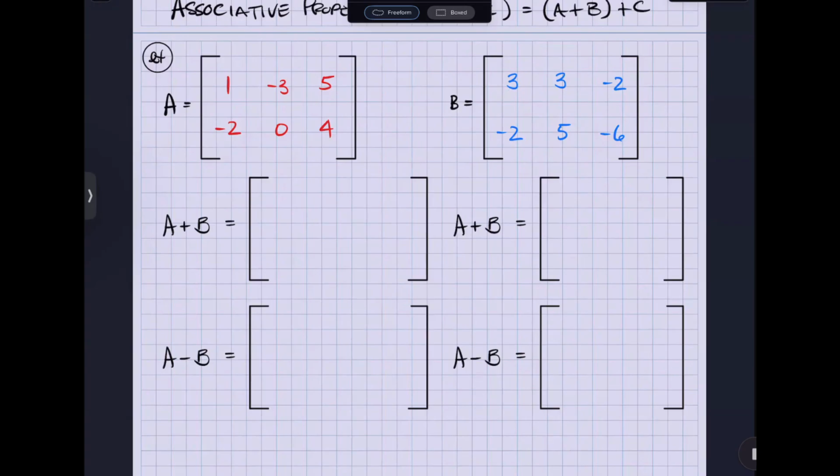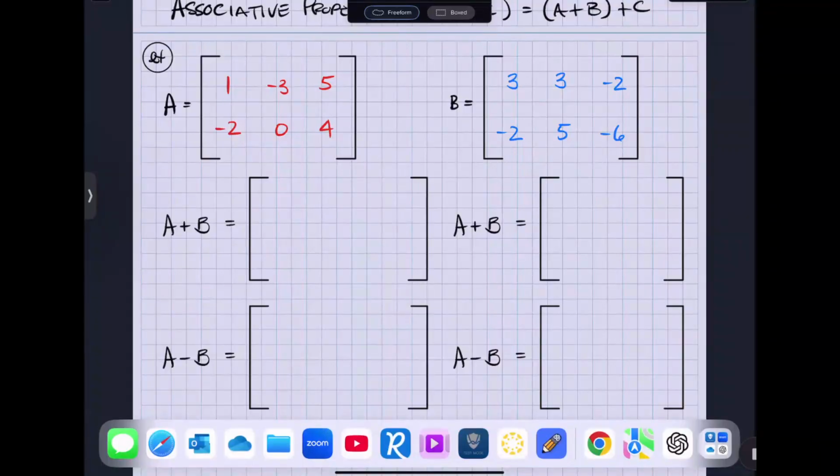So go ahead and write down those two matrices really quick. And I'm going to show it to you on the matrix calculator. So just write down those two matrices. 3, -2, -2, 5, -6. So add them by hand, and I'll do it over here.